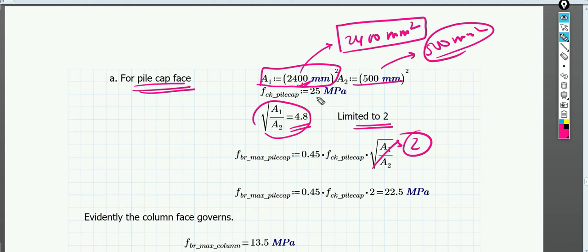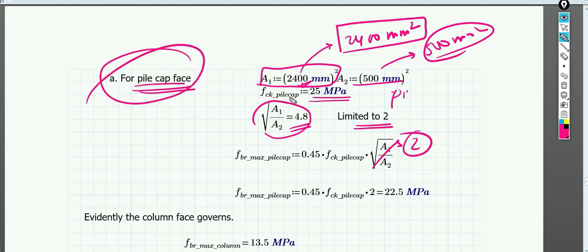FCK is 25. Why is FCK 25 for pile cap? Because we are now considering the pile cap face. That is why it is M25. Initially it was the column face, so it was M30. Here we are considering the pile cap face, so it is M25. Putting the value of M25, it comes out to be 22.5.